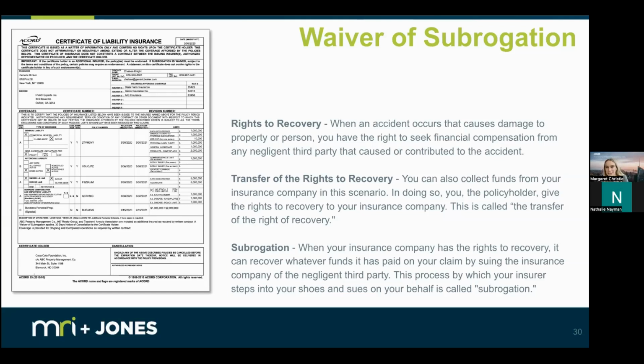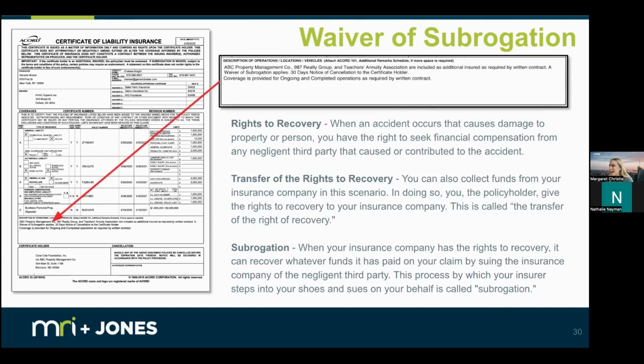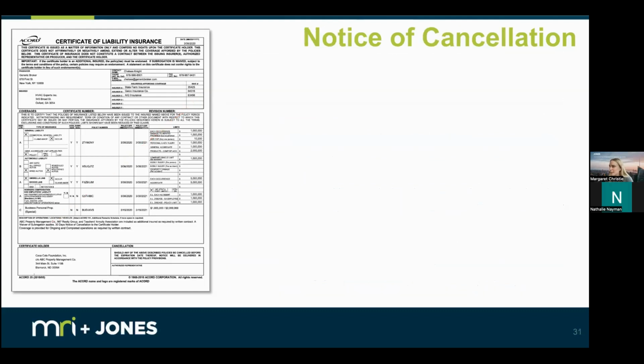So a waiver of subrogation basically is saying that your insurance company promises that they will not subrogate against a negligent third party, meaning they will not go after a negligent third party to try to recover anything that they're paying out. And now you know what a waiver of subrogation is. Here it is in this box.